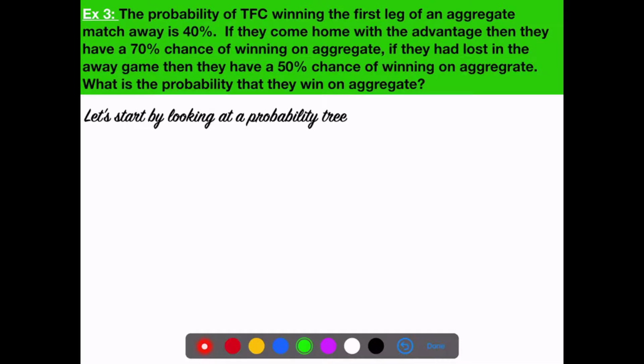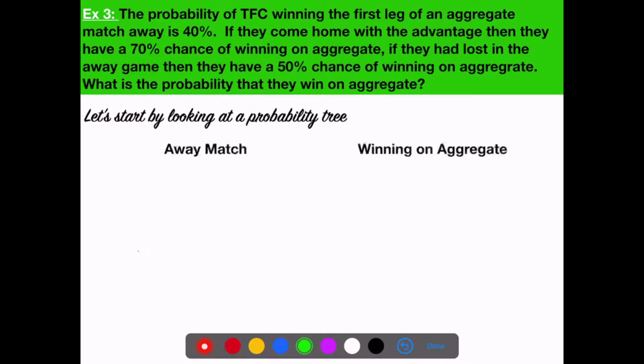So if TFC had won, then they're coming home feeling a little more confident. They can play a little more defensively, so they have a higher chance of winning overall. But if they lost, then they might need to be a little more aggressive. And so there's more chance of them giving up more goals and then not winning. So the things that need to occur is we first need to look at the away match, and then we need to look at them winning overall. I don't actually need to look at them winning that second game at home. There's no information about that. All I really care about is the total score, them winning on aggregate.